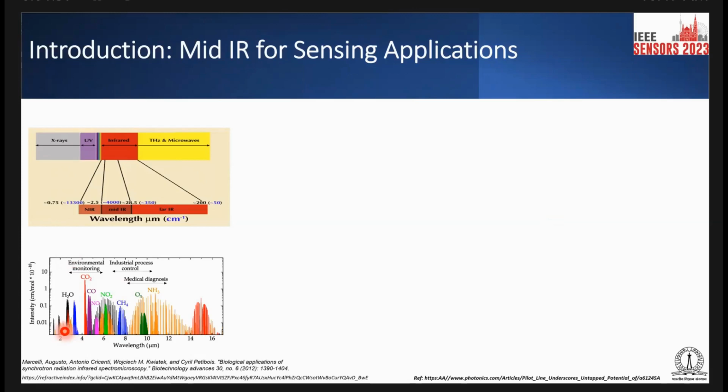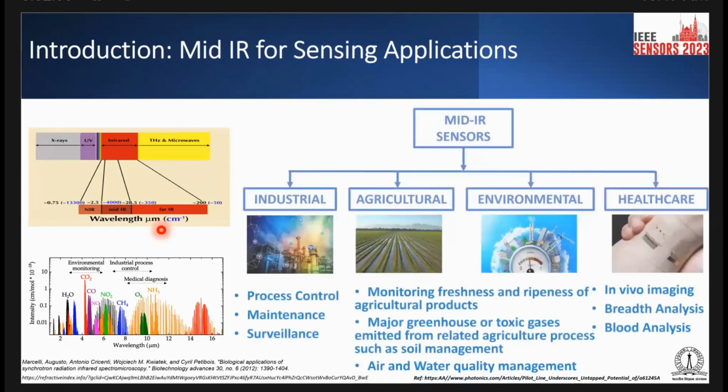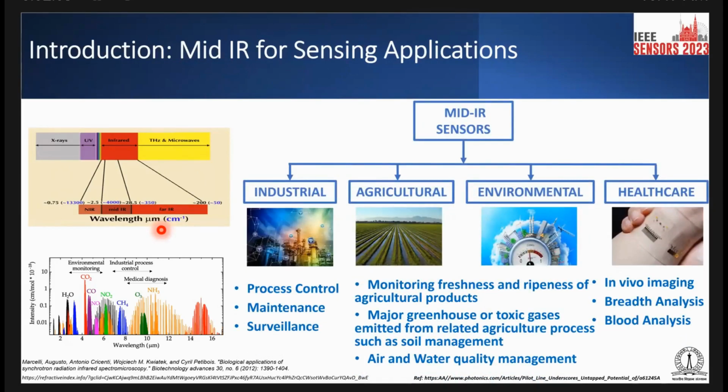So these are the gases which we will be sensing: carbon dioxide, carbon monoxide, nitrous oxide, nitric oxide, methane, ammonia, etc. In one of our previous works, we proposed the idea of a multi-analyte sensor. This converter is a part of that work. Mid-infrared sensors have different applications like industrial, agricultural, environmental, and healthcare applications.